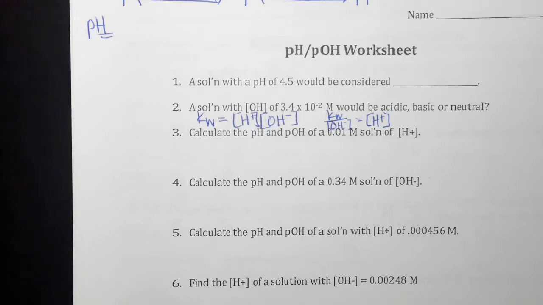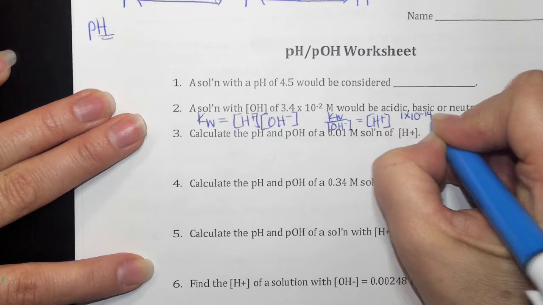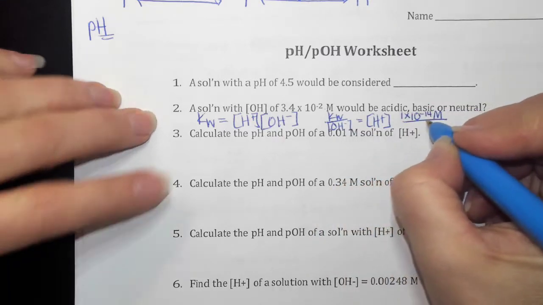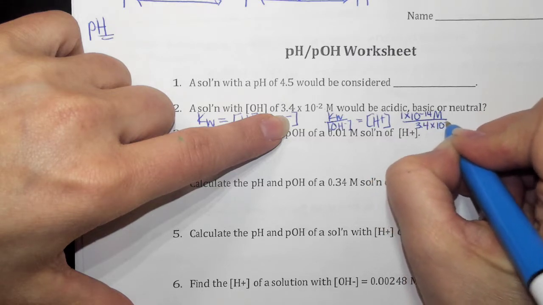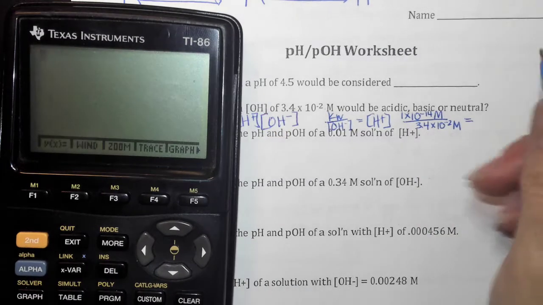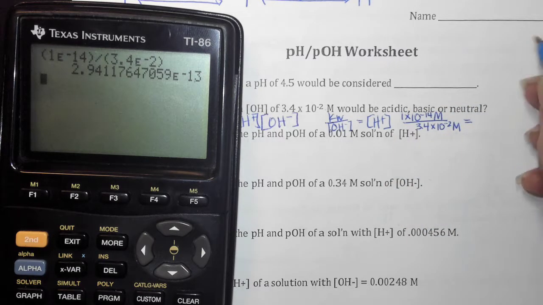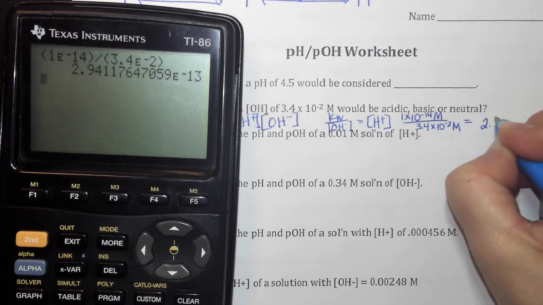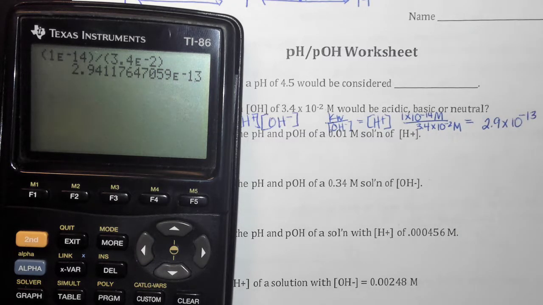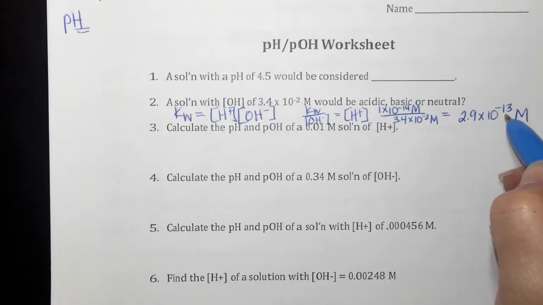Kw is that ionization constant of water. Trevor, what was that number? Yep, ionization constant of water. 10 to the negative 14. Good. And then I have hydroxide, which it tells me is 3.4 times 10 to the negative 2. Grab my calculator. 1 EE negative 14 divided by 3.4 EE negative 2. Concentration of hydrogens is 2.9 times 10 to the negative 13.